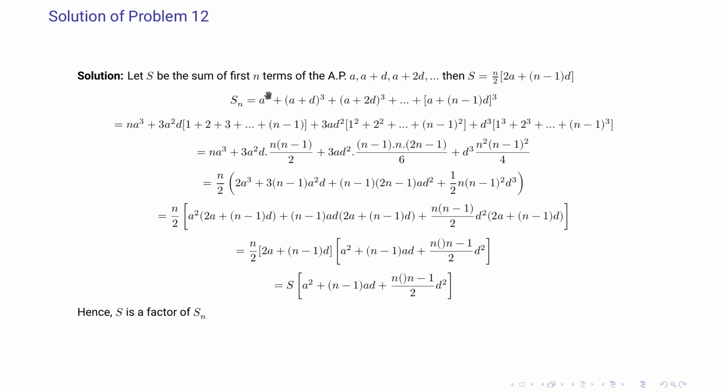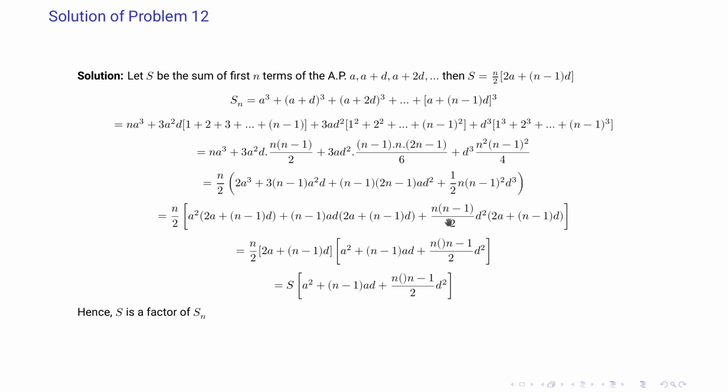So from this, we take out the terms of A cube and so on. So we get n A cube. The 3A square D term will start coming from here. We take that out, and the bracket would be the multiples of D, that is 1 plus 2 plus 3 and so on. Then we take out 3A D square. In the bracket would be squares of 1, 2 up to n minus 1, and for D cube it would be 1 cube plus 2 cube up to (n minus 1) whole cube. So we rewrite all this. You can look at the solution, and we take out 2A plus (n minus 1) D. So this n by 2 into (2A plus (n minus 1) D) is S, and in the bracket we have A square plus (n minus 1) A D plus n.